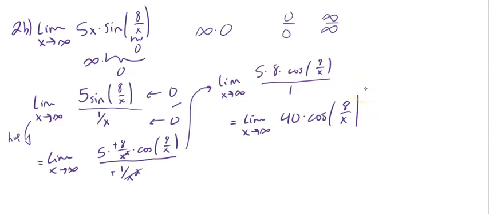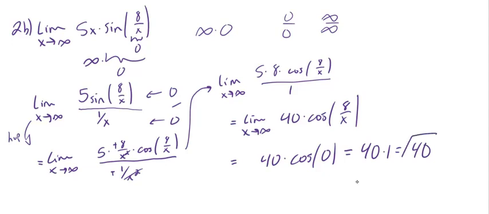And now, look, this is pretty easily evaluatable, because this gives me 8 over infinity, which goes to 0. So this is 40 times the cosine of 0. I dropped my limit notation, but it's fine here because I no longer have x's, and I've evaluated the limit part of it. And you should know that the cosine of 0 is 1. So that gives me 40 times 1, which is 40. Good job. See ya.